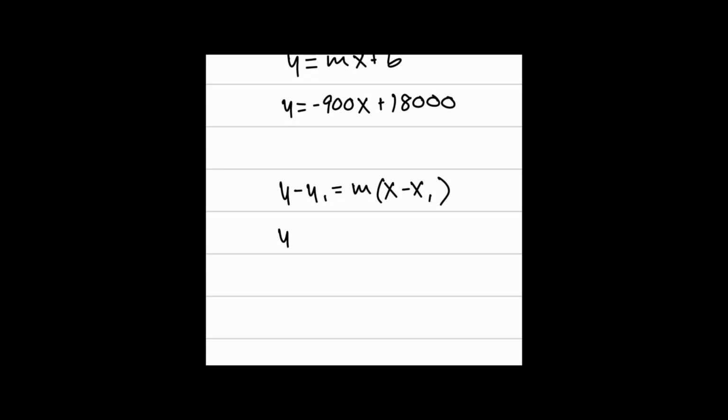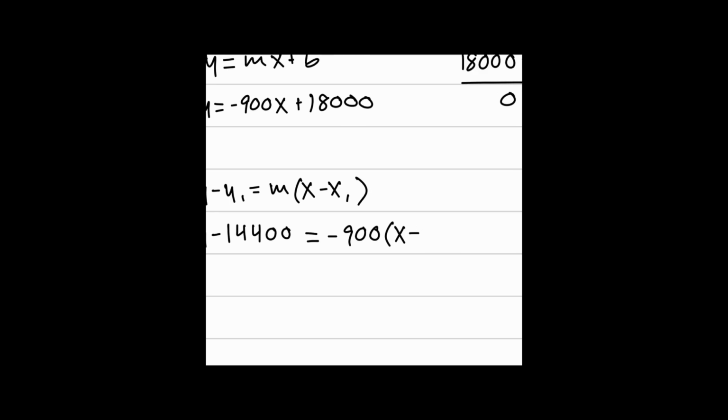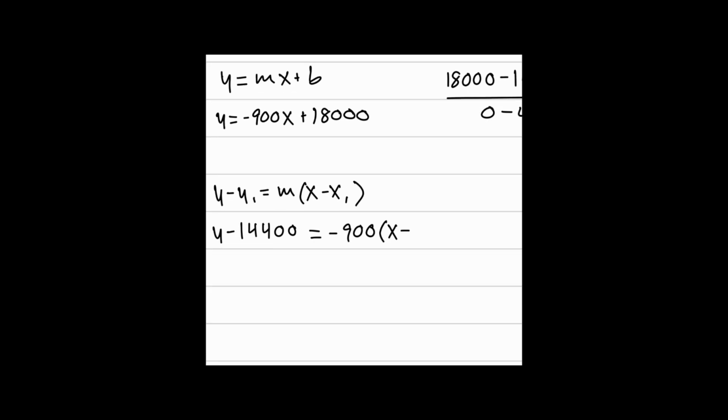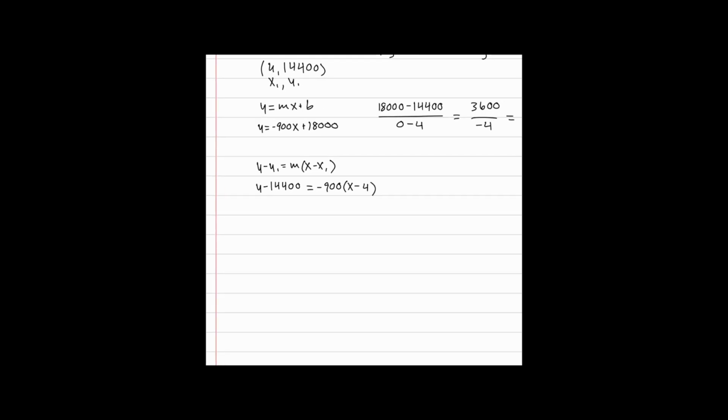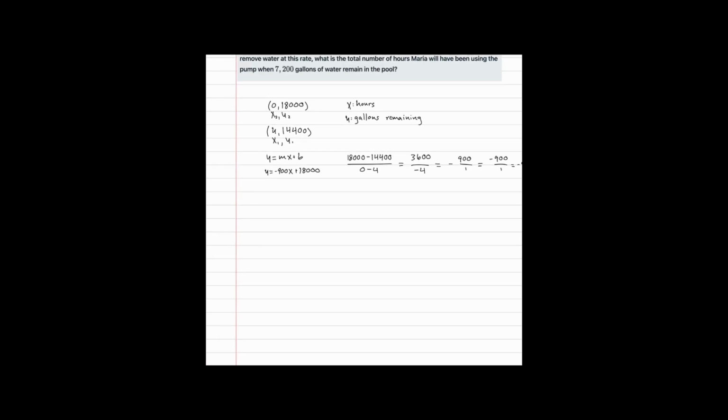I'll write y minus 14,400 equals negative 900 times x minus, our x value was 4, so x minus 4. That would be my equation in point slope form. But for this problem, I think I'm going to stick with slope intercept form. However, we're still not done. The question isn't asking us to write an equation.